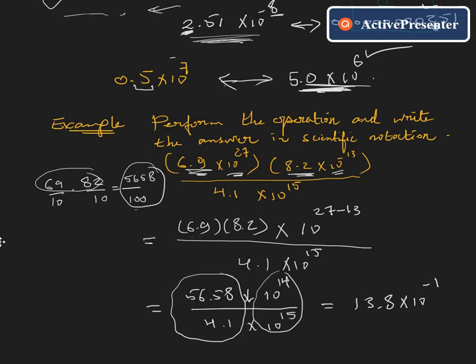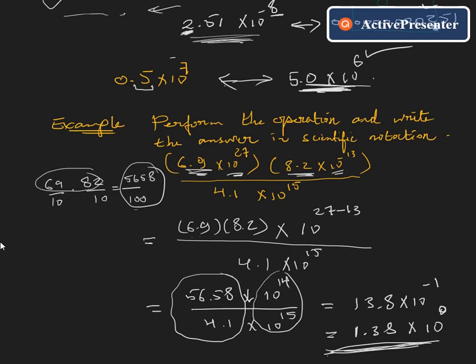So this minus 1 will shift things up. We have to write it in the scientific notation, so this should be 1.38 multiplied in 10 to the power 0, which is 1, or you can leave it. Of course, we will eliminate this if you write the answer, but if it is asked to write in the form, keep this.